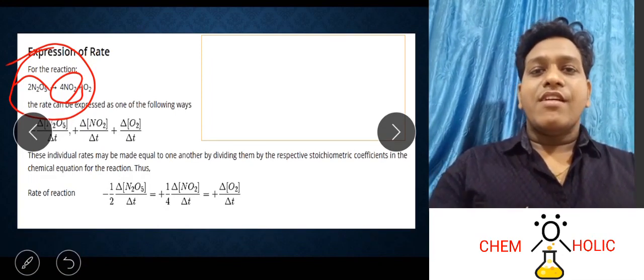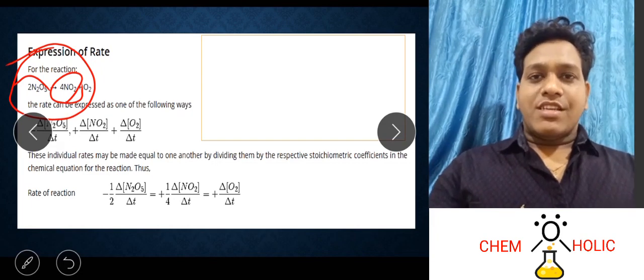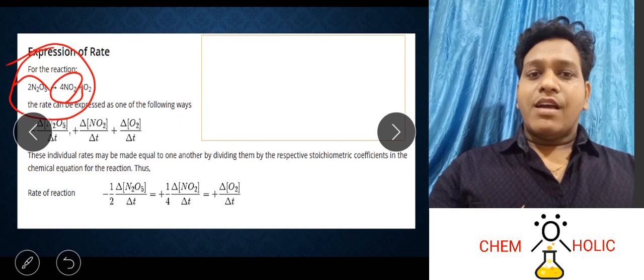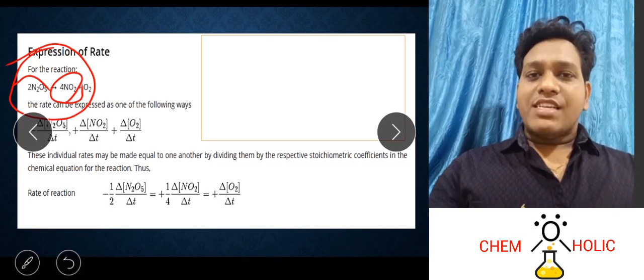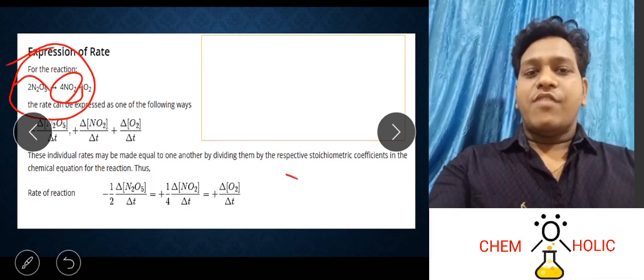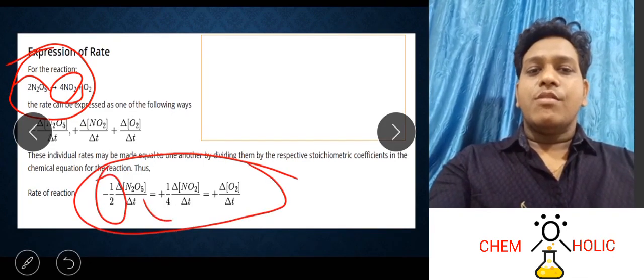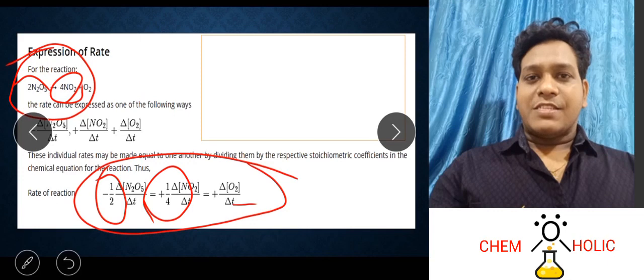Suppose we can say 2 moles of N2O5 is producing 1 mole of oxygen. So 2 moles are producing 1 mole of oxygen. To make them balance, if 2 times of any reactant is present, the rate becomes half of it. So we take just half of it. Whatever number is there, you divide by that number, and you will get the answer for that particular reaction.